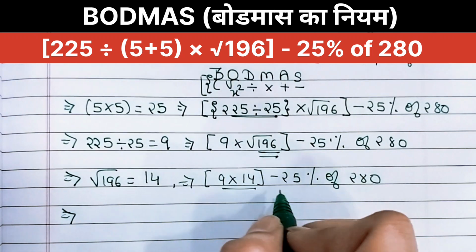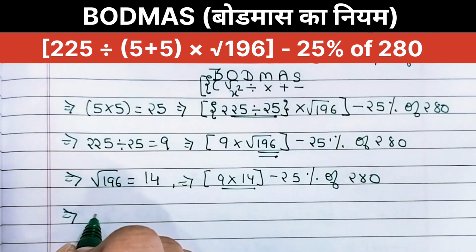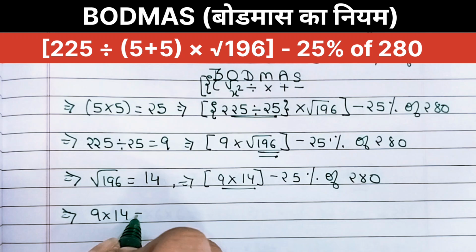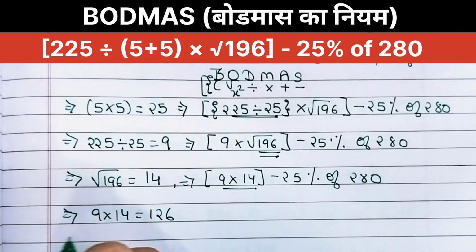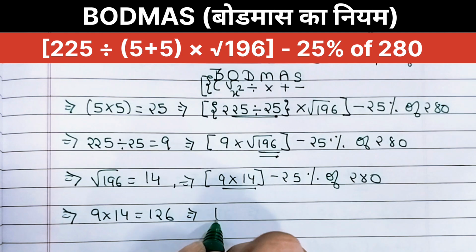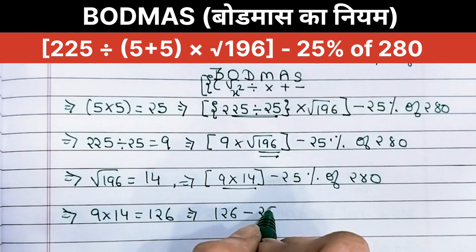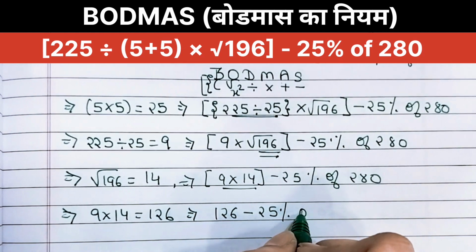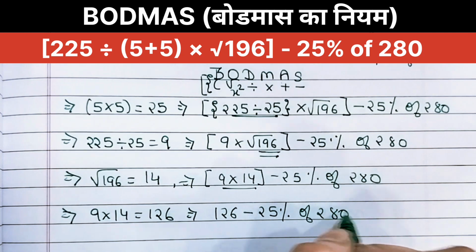Move to the next step. According to the next step, we solve the square brackets. Now 9 multiplied by 14 gives 126, and according to this step we complete the final remaining bracket group. Now the current expression becomes 126 minus 25% of 280.